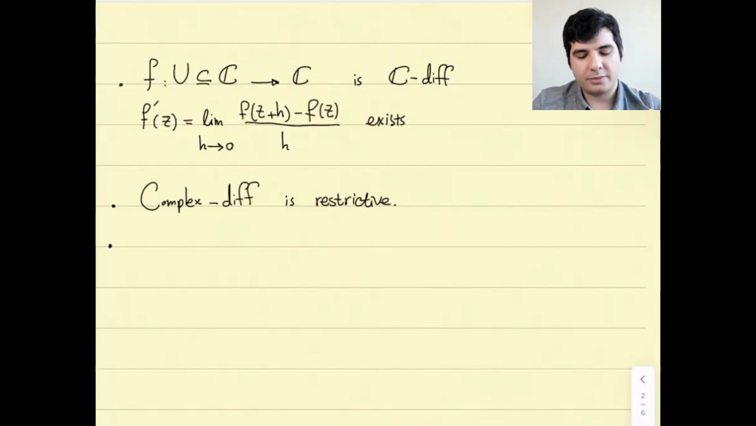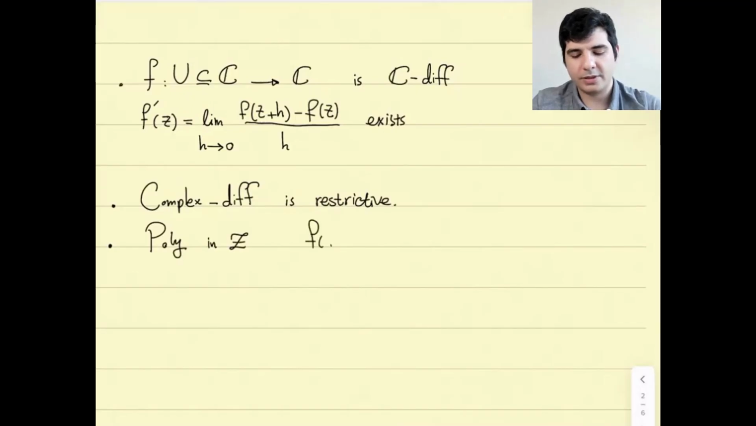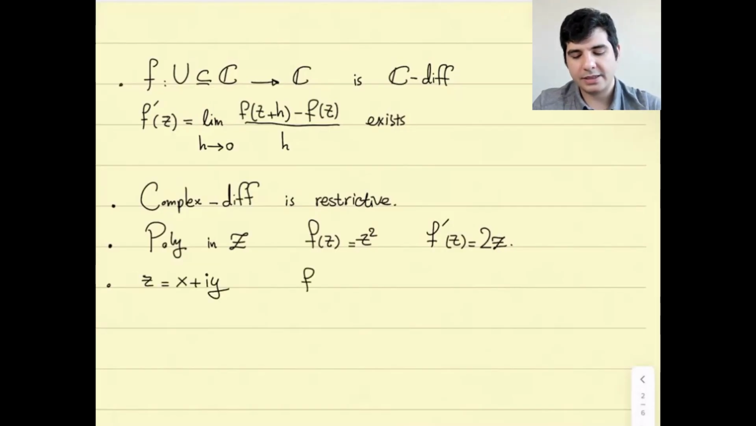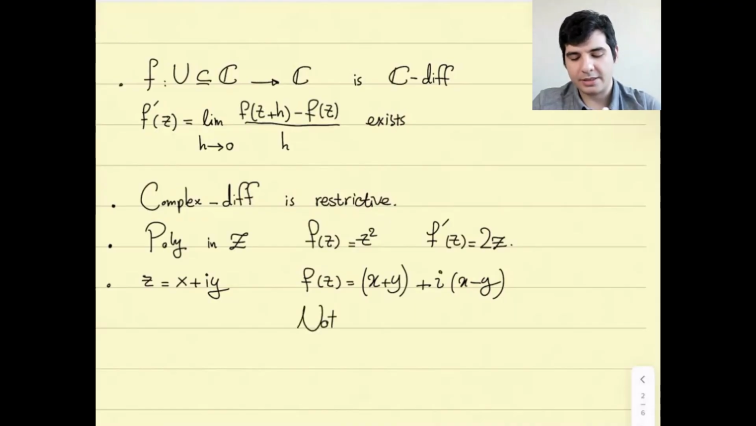As an example, we learned polynomials. Polynomials in z are complex differentiable. So we saw, for instance, f of z equals z squared is complex differentiable and its derivative is 2z, as one would expect. However, we saw another example of a function that looks differentiable with the lens of real numbers, but as a complex valued function is not. If we write z as x plus iy, we learned that f of z defined by x plus y as its real part plus i times x minus y is actually not complex differentiable.